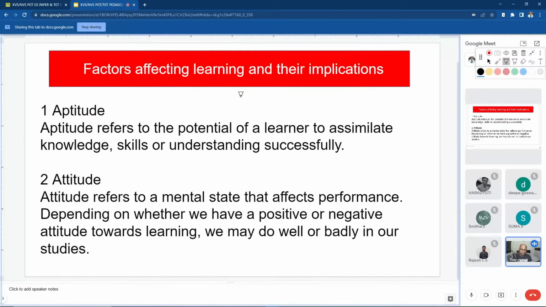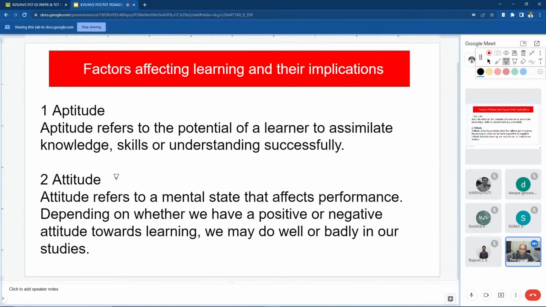Now aptitude, I will not explain very clearly because it was already done. Aptitude refers to the potential of a learner to assimilate knowledge, skills or understanding successfully. If the aptitude of the student is not great, they can't understand. Even though you teach them 100 times, they may not understand. You can make them mug up, you can make them learn by heart, but they will not understand.